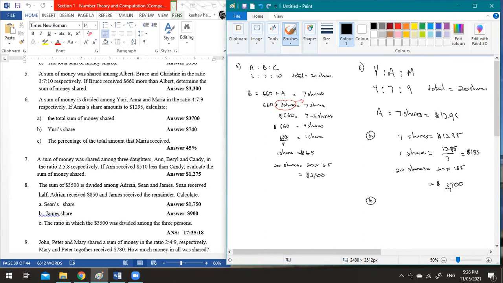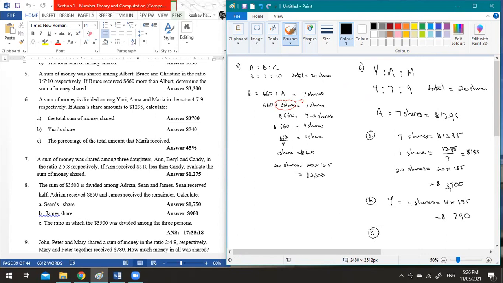B. You want to know what is Yuri's share? Yuri was 4 shares. So it's 4 times 1.85. 5 4s are 20. 8 4s are 32, and 2 from before 34. 1 4 is 4, so $7.40.